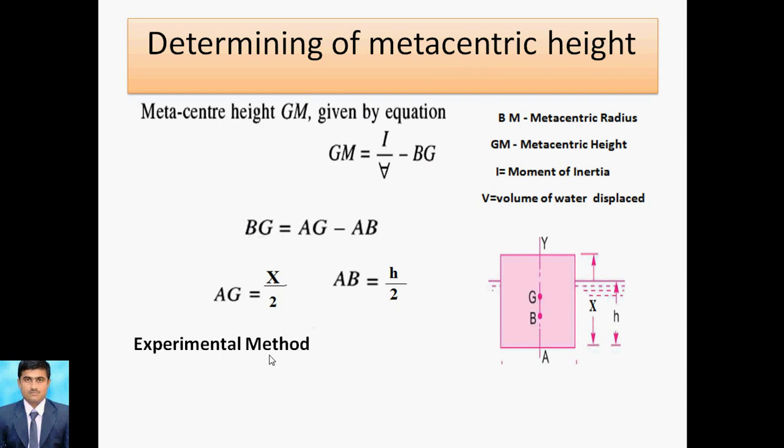Now the experimental approach is for GM. So this is the analytical approach, and this is the experimental approach, which is nothing but the formula already discussed, that is W1 x divided by W tan theta. So this is the experimental method and this is the analytical method. The analytical method gives GM, the metacentric height. So this is the formula and this is the experimental method formula.